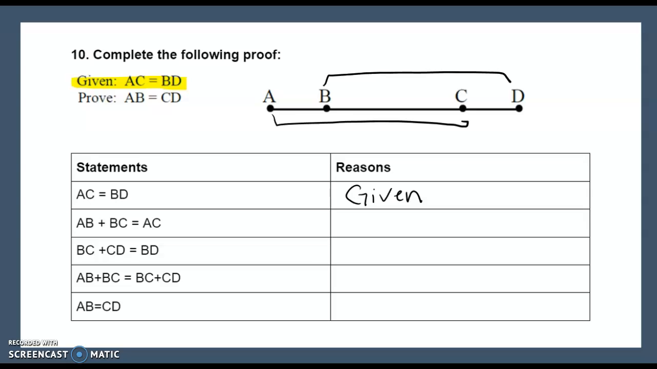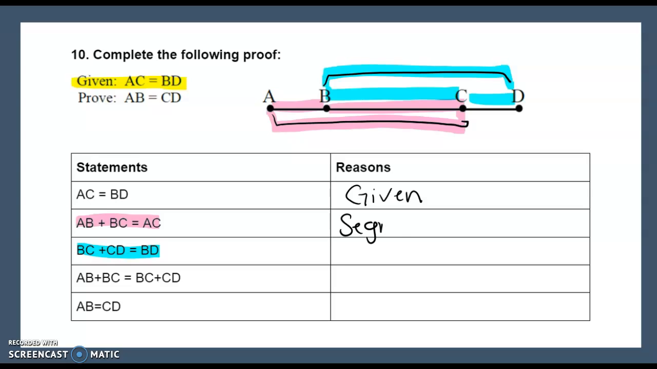So if I look at my next step, AB plus BC equals AC, that looks a lot like my segment addition postulate. Part plus part equals whole. And the same thing for the following step, BC plus CD equals BD. So both of these are my segment addition.